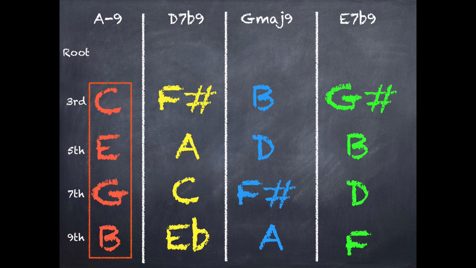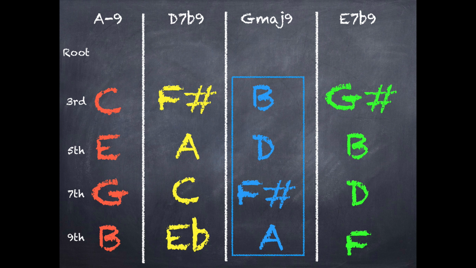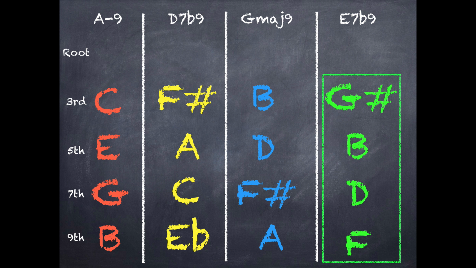So if we look at this next arrangement, F sharp, A, C, E flat, that's F sharp diminished, right? So that's a diminished chord. So a dominant 7 flat 9 is a diminished chord put on top of a dominant 7 chord. So we look at the next chord, G major 9, that's B, D, F sharp, A. Hold on a minute, that's B minor 7. So a major 9 chord is a minor 7 on top of a major chord. This is easy, isn't it? E7 flat 9, or E dominant 7 flat 9. Well, there's a G sharp diminished chord. It's just 2 up from the D7 chord.